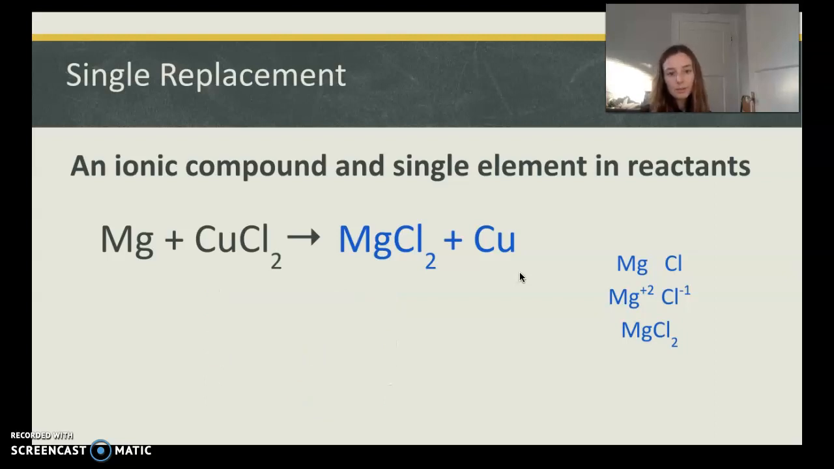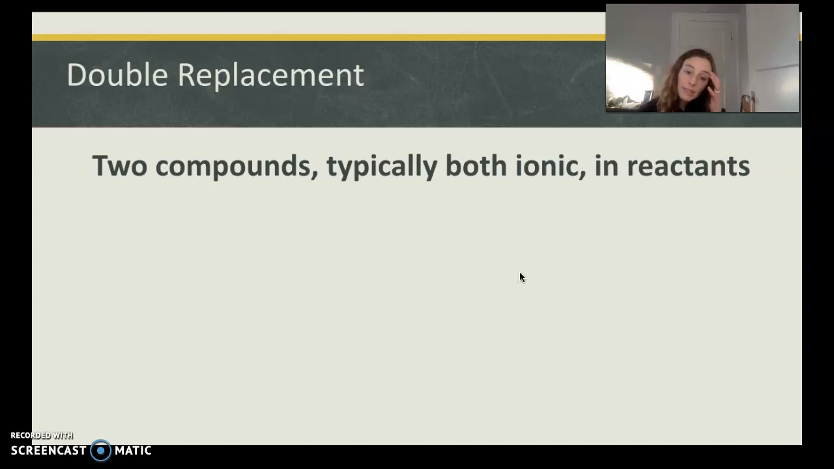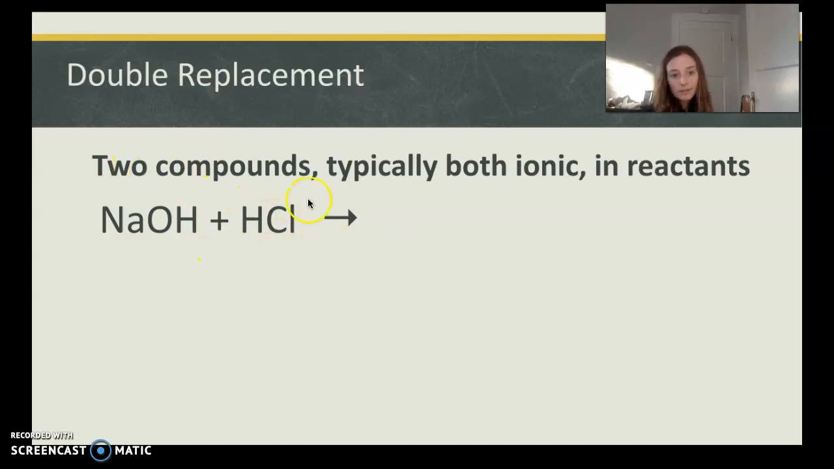Then we're going to talk about double replacement. So double replacement is if I see 2 compounds, typically both ionic, in the reactants. So for example, here are 2 compounds in the reactants, sodium hydroxide and HCl, hydrochloric acid. So I know, okay, the Na, the plus cation, is going to form with this anion, and this anion will form with this cation. So I'm going to have NaCl and HOH.